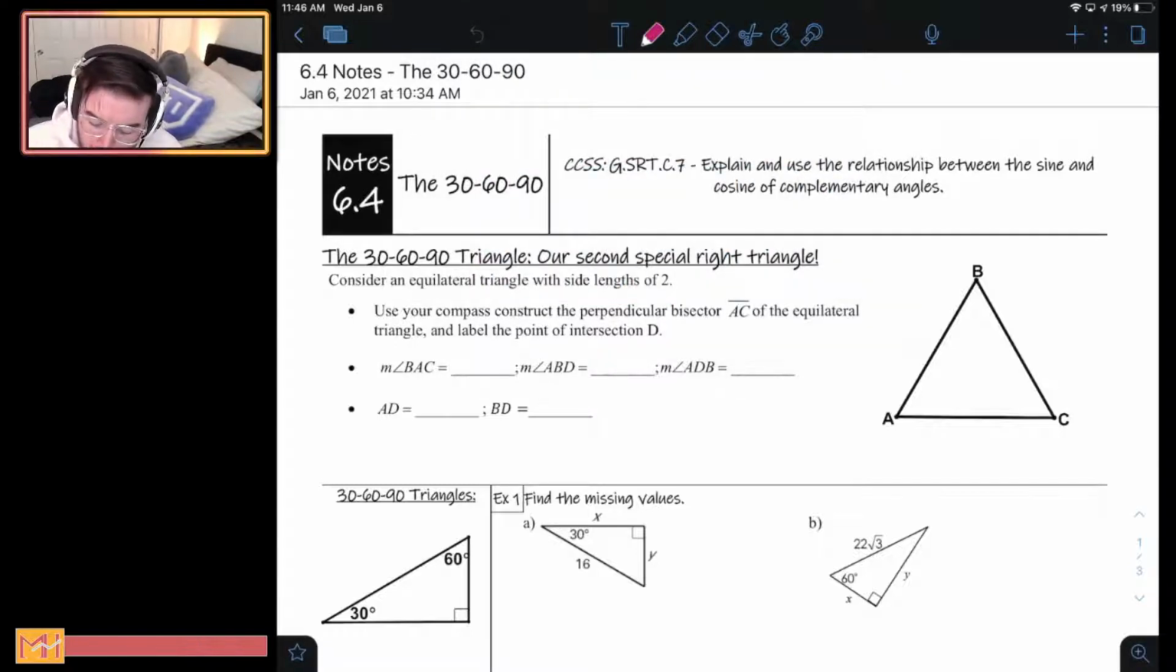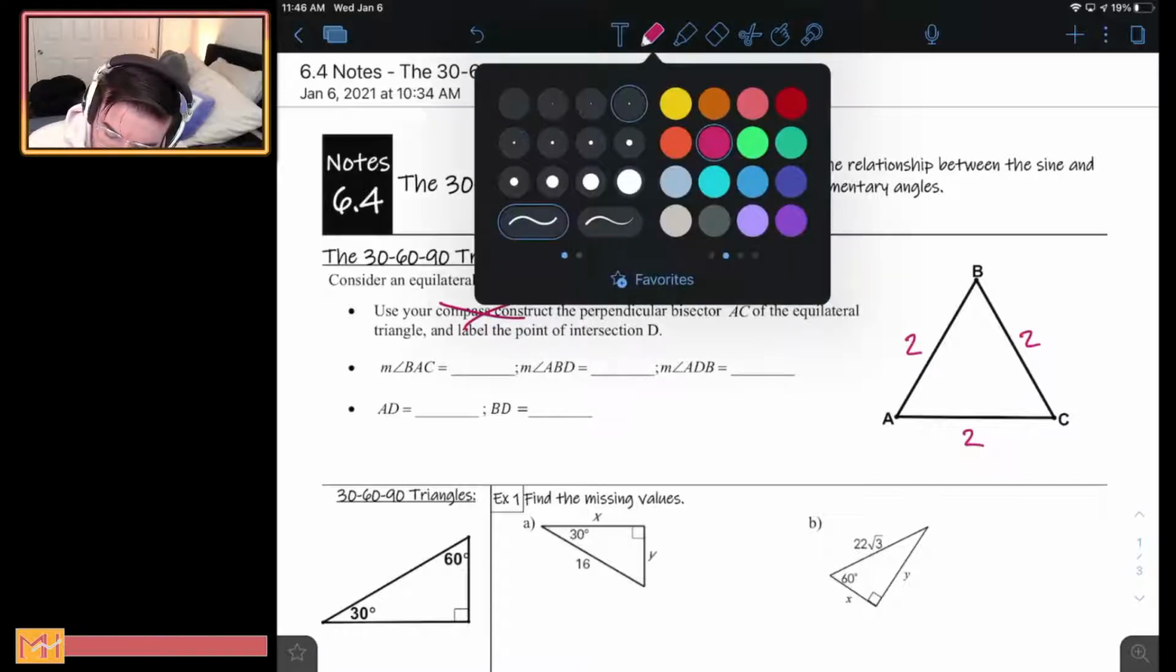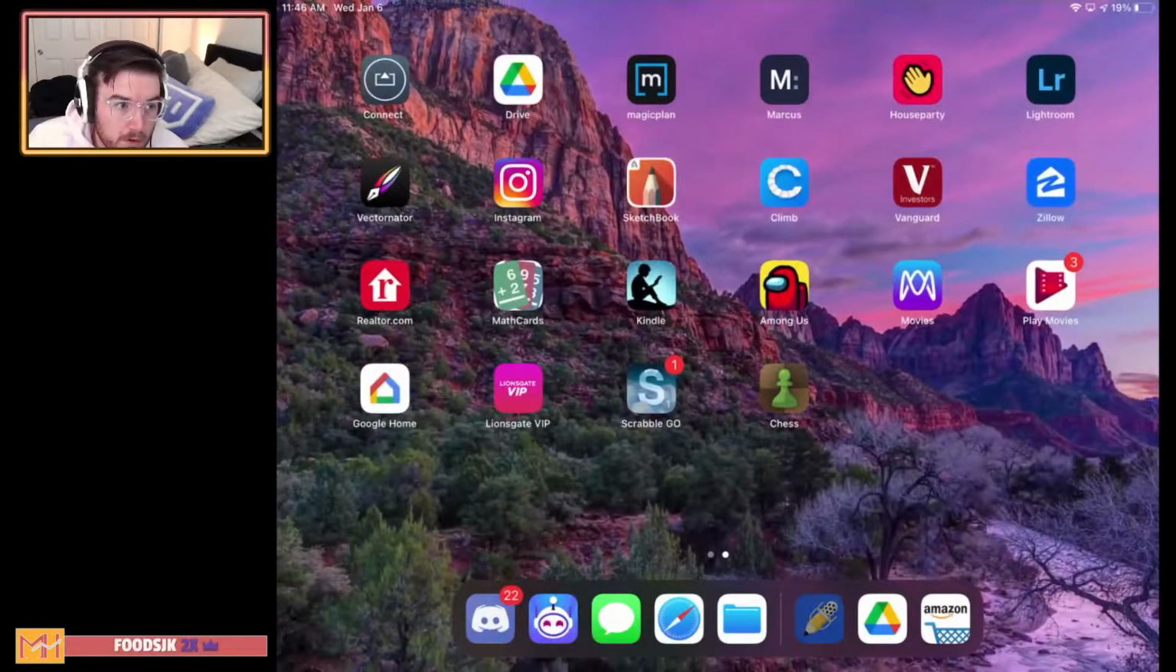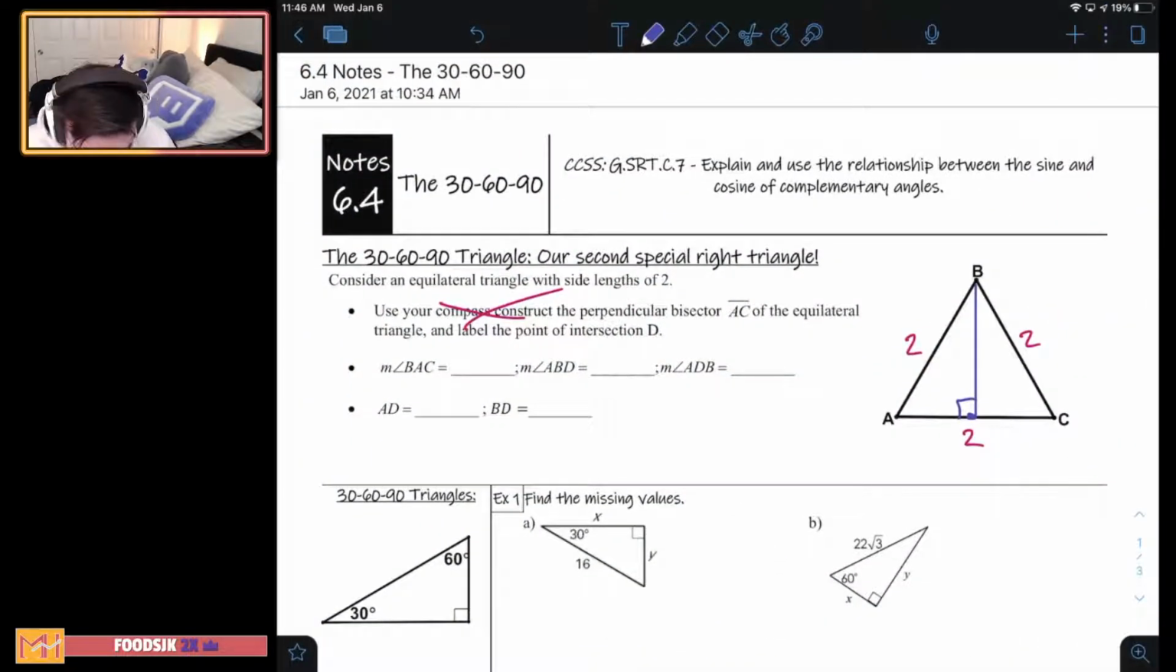Consider an equilateral triangle with side lengths of 2. So this has a length of 2, this has a length of 2, and this has a length of 2. Use your compass to construct the perpendicular bisector. So here comes the bisector of AC. Here's the middle. We're going to go right through the middle of it, like so, okay? I really wanted to stop at the dot. I almost touched the dot. You get the point. And now we have a right angle.